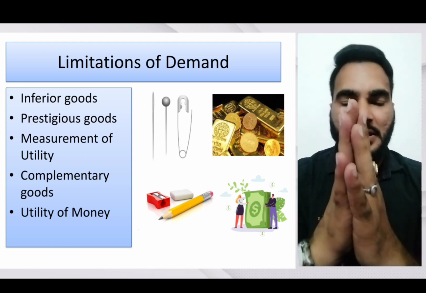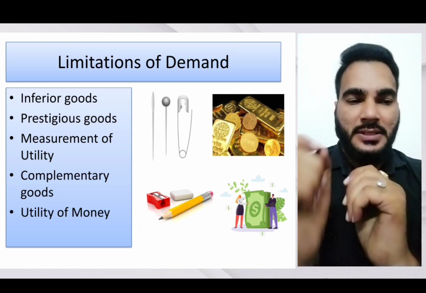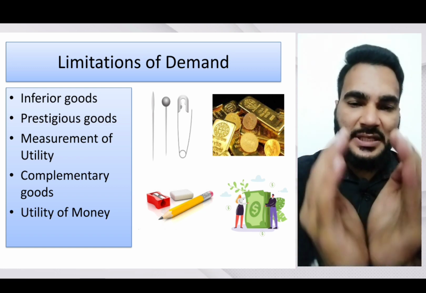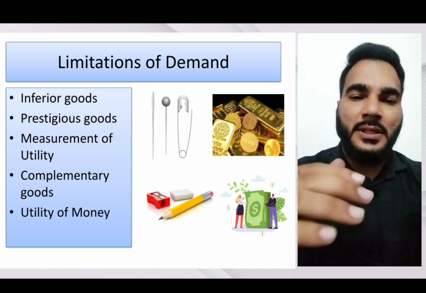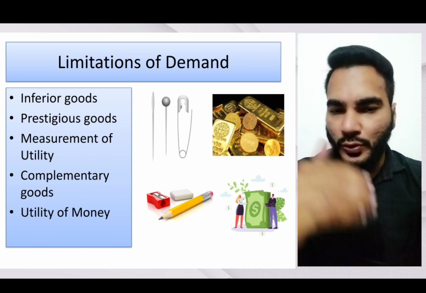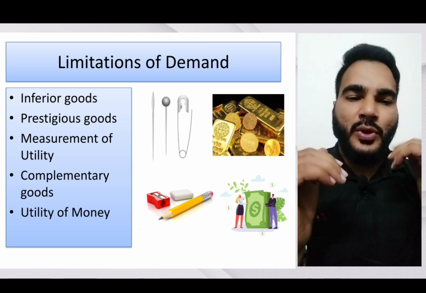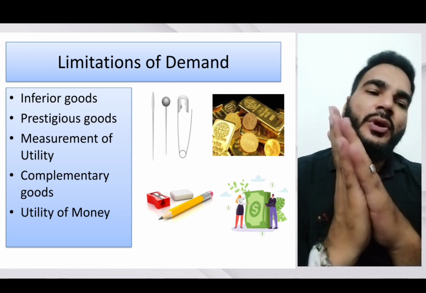As you can see on the slide, the examples are needles, pins, stapler pins, or safety pins. These are things where price doesn't affect demand. If the price of needles, stapler pins, or safety pins goes down, the demand won't increase. Then second, we have prestigious goods.